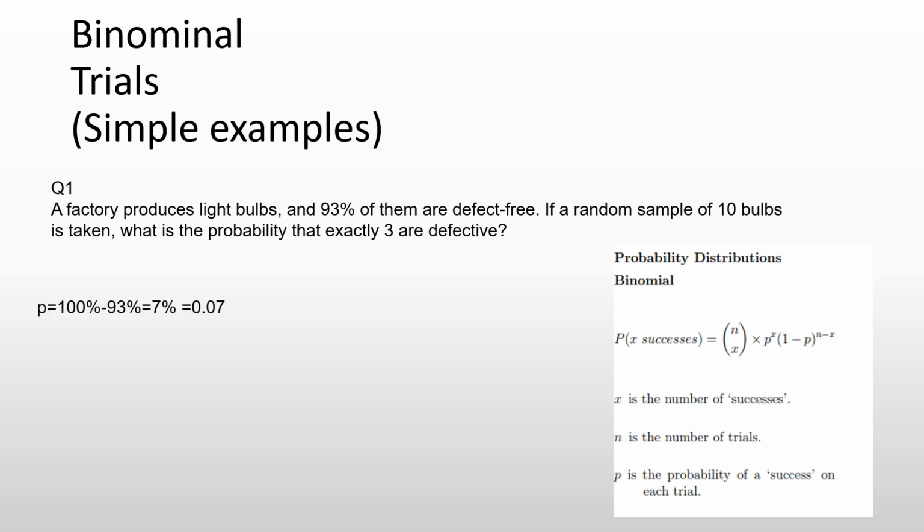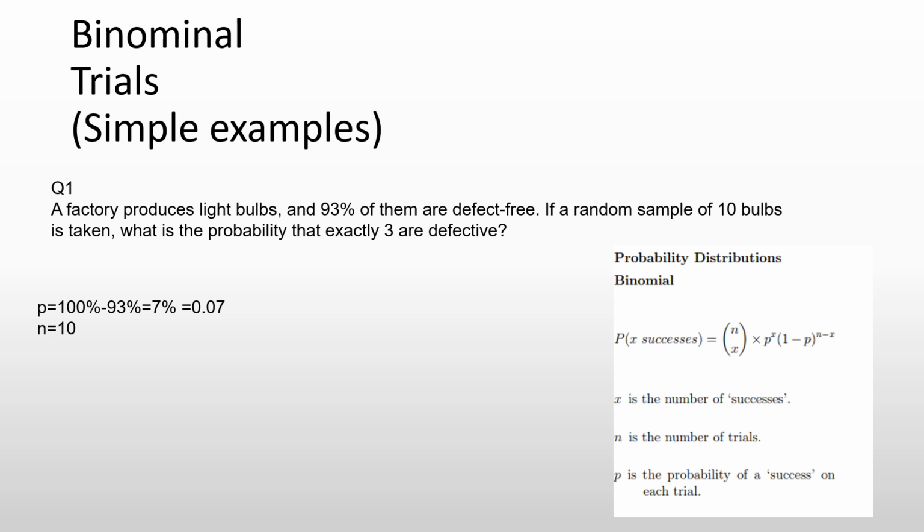So for our P in the formula, I'm just going to fill in the formula. The formula is n choose x times p to the power of x, times bracket 1 minus p to the power of n minus x. I just need to find what the p and x are. P is the probability of defectiveness, because defectiveness is the success here. What is the probability of defectiveness? It's 100% minus 93%, which is 7%. As a decimal, because you need either a decimal or a fraction to put in this formula, I put in 0.07.